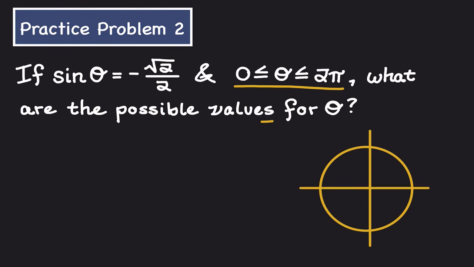And let's talk about, where is sine going to be negative? Sine is negative below the x-axis. So we know that our angles should be in quadrant 3 and quadrant 4. We should have two angles because of that symmetry. We're going to get them again.